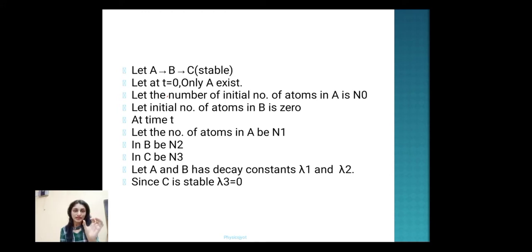Only we have A. After some time, suppose A disintegrates to B and B also disintegrates to C. So at time t, let the number of atoms in A be N1, in B be N2, and in C be N3. Suppose the decay constants of A and B are lambda 1 and lambda 2, and C will not have a decay constant, it will be 0 because it is a stable element. Okay, so now let's solve the derivation for this.